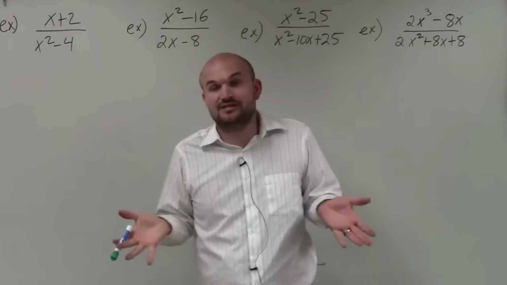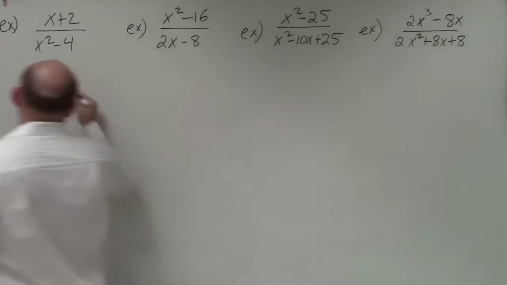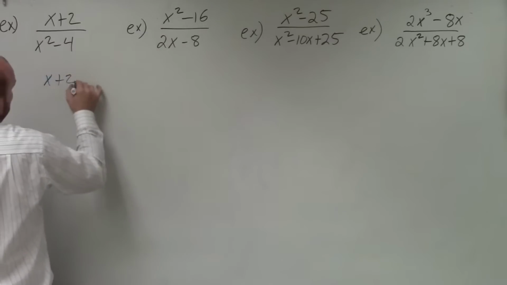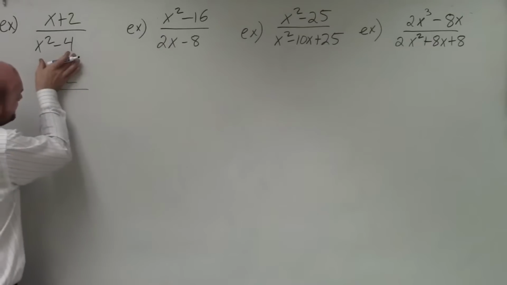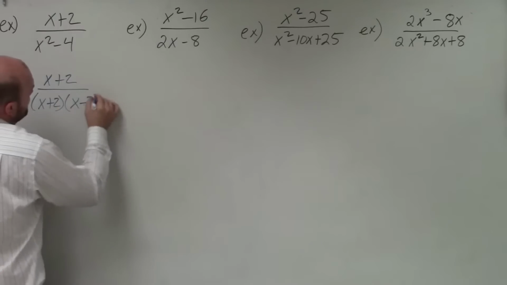I can't factor out a GCF. However, I can use the difference of two squares to factor this. So therefore, I'm going to have x plus 2 divided by, now when I factor this using the difference of two squares, I'm going to have x plus 2 times x minus 2.